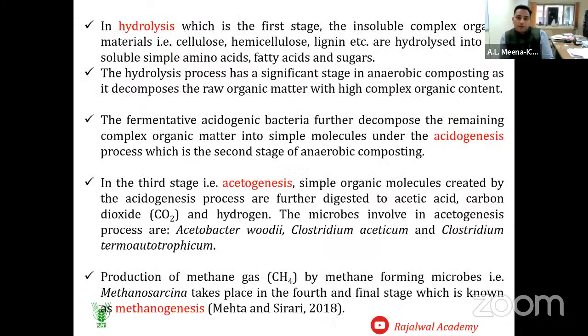So there are four phases involved in anaerobic composting. The first one is hydrolysis. The insoluble complex organic materials like cellulose, hemicellulose, and lignins are hydrolyzed into soluble simple amino acids, fatty acids, and sugars. Then the second phase is acidogenesis, in which the fermentative acidogenic bacteria further decompose the remaining complex organic matter into simple molecules.